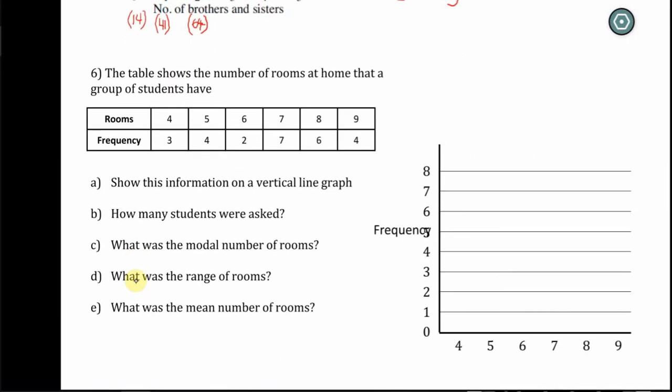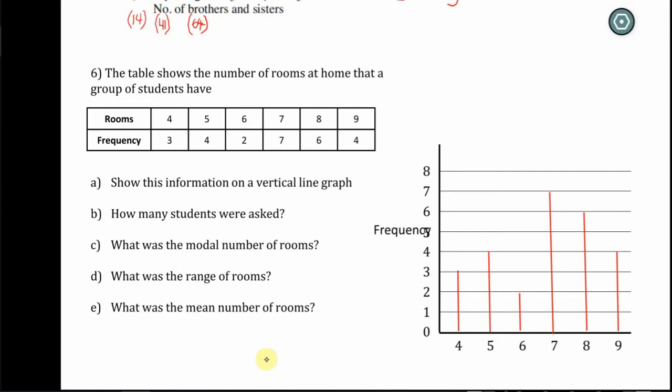And the final one, we've got a table showing the number of rooms at home that a group of students have. So first off, we're going to plot this on a graph, nice and easy. Vertical line chart's very easy to draw. So 4 rooms, 3 people had 4 rooms. 5 rooms, 4 people had 5 rooms. 2 people had 6 rooms. 7 people had 7 rooms. Doesn't have to be perfect. 6 people had 8 rooms. And 4 people had 9 rooms.